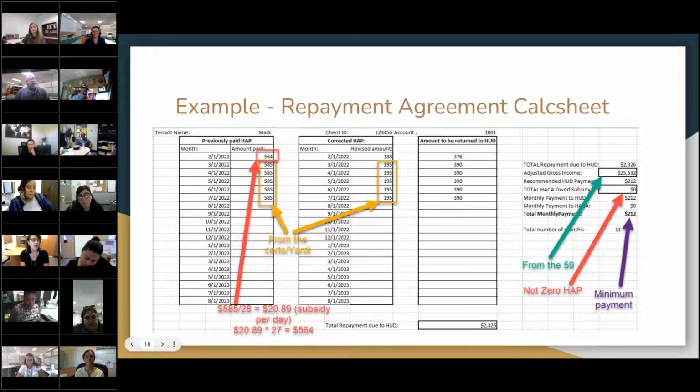Yeah, so if they went zero HAP, every amount they owe above the contract rent amount, they owe us. It wouldn't be included in the repayment agreement.